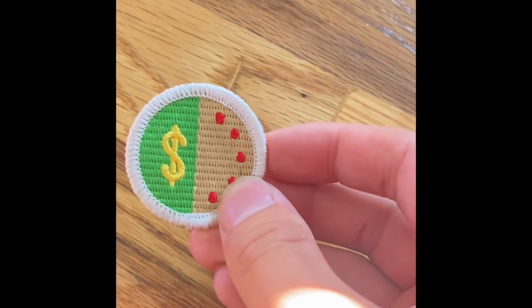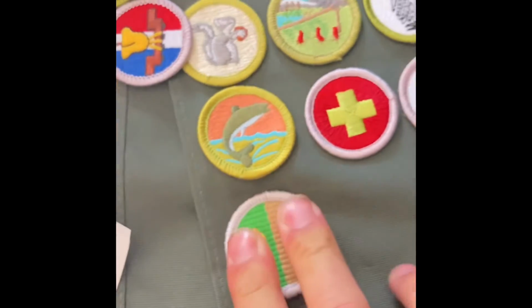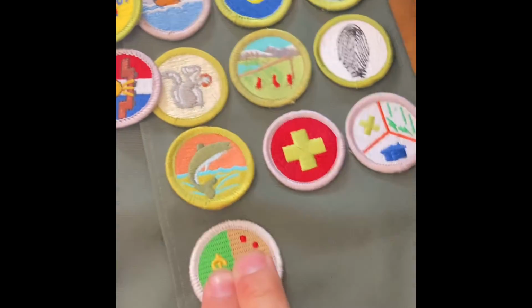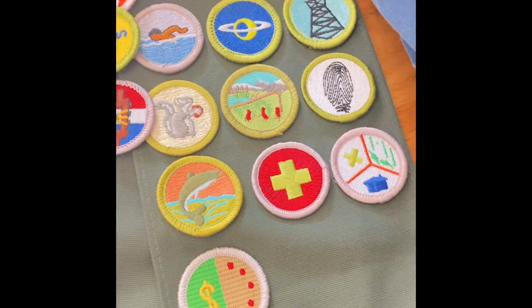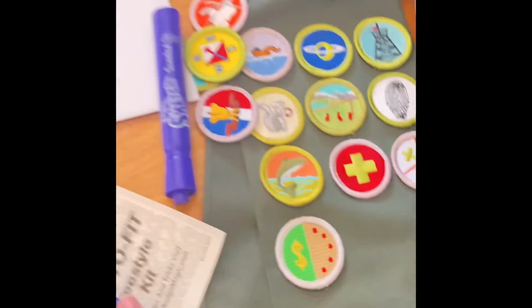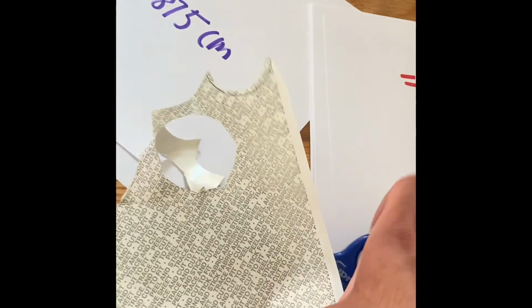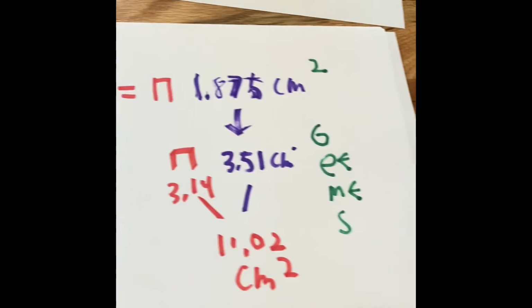Okay, the final step with this is we turn it around and we stick it onto the sash. And we have mission accomplished. So we have finally put the personal management merit badge on this sash successfully. And we also did that by measuring the area of a circle and measuring how much of this magic badge, whatever it's called, kind of piece of paper we need. And that concludes the video.